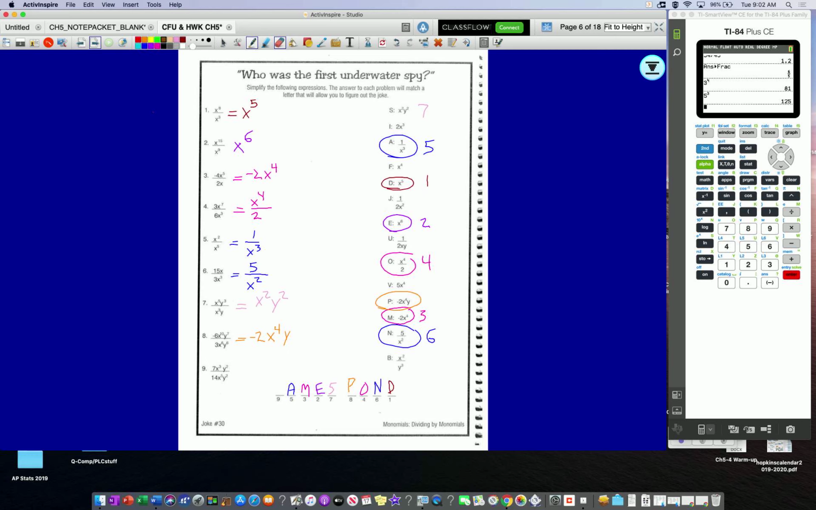And our very last one here. 7 divided by 14 makes 2 in the bottom. 3 minus 5 makes 2 x's in the bottom, because 5 minus 3 go to the bottom. The y's cross out, means a 1 is in the top. So I'm looking for, there it is, number 9. And our answer, ha ha ha, who was the first underwater spy? James Pond, not James Bond, James Pond.